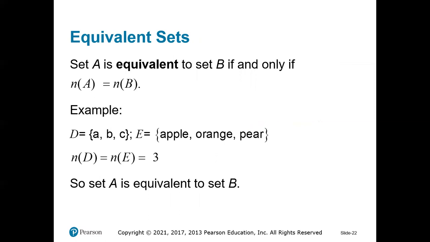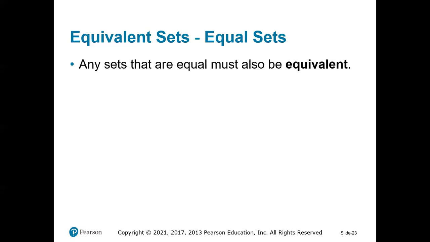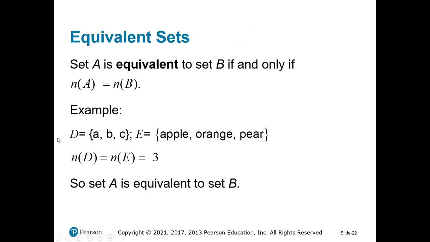When N of A is equal to N of B, there's really nothing much more to it. Equal sets are naturally equivalent sets, but not every two equivalent sets are equal, right? Why? Because when two sets are equal, they literally have the same elements in both sets. If they have the same elements, they must have the same cardinal number, and therefore they must be equivalent. But the reverse is not always true, like this example we just had.